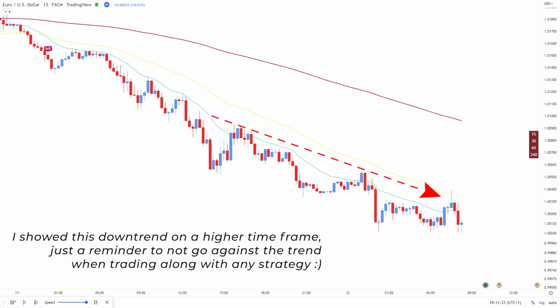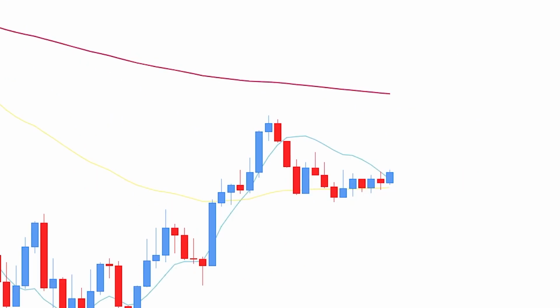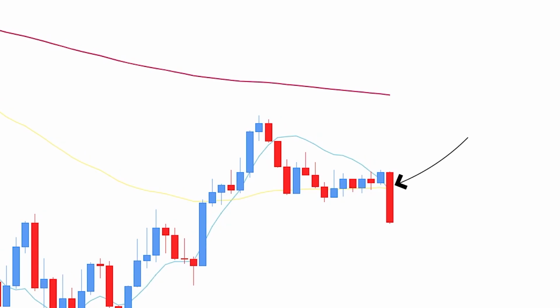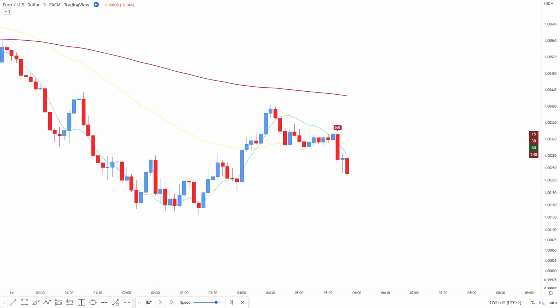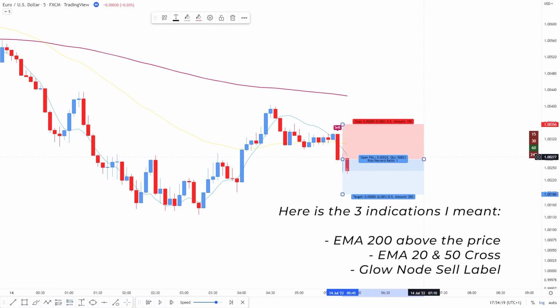We are seeing a nice trend towards the downside. The 200 exponential moving average is well above the candlesticks, and the 20 and 50 EMAs have recently crossed each other, giving us a nice bearish engulfing candlestick closure, closing below both EMAs. So it looks like we have all three indications confirming a solid entry opportunity.